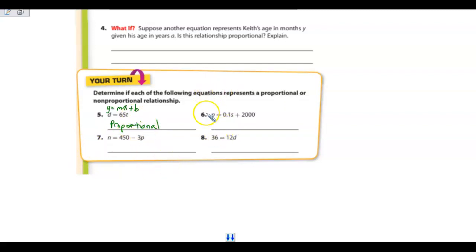When I look at this one, and again, y equals mx plus b, do I have a slope? Yes. Do I have a y-intercept? Yes. So because I have a y-intercept and the p is in place of the y and the s is in the place of the x, this is showing that this is a non-proportional relationship.